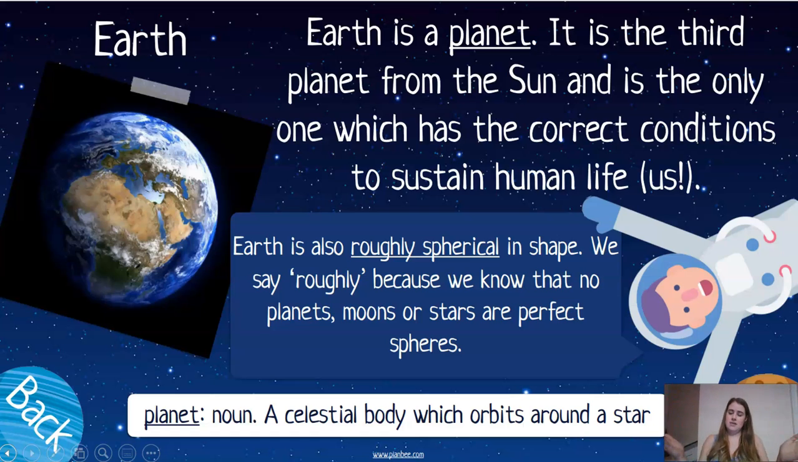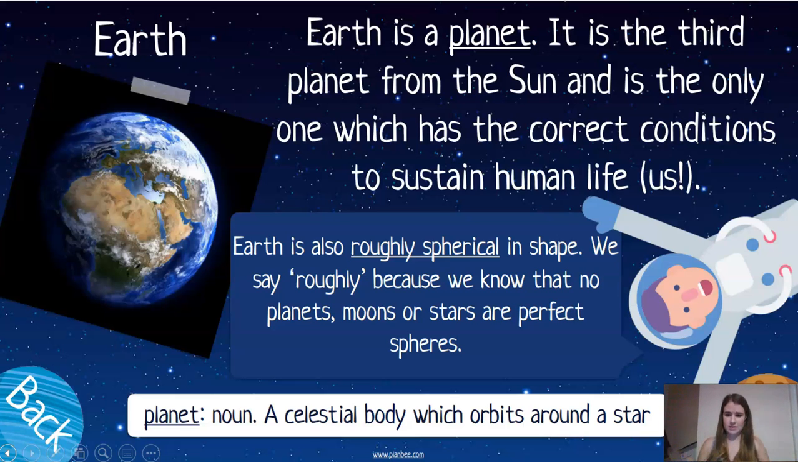Now, Earth, our home planet. Earth is actually a planet. It's not a star, just like the sun. Now, it's the 3rd planet from the sun. Okay, hence why we don't have as hot temperatures as Mars and Venus do, which are the 2 closest ones. And it's the only one which has the correct conditions to actually sustain human life at the moment. So we are the only planet that has been able to have human life on it.